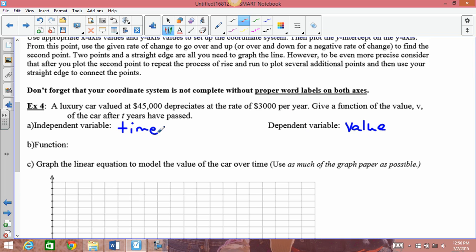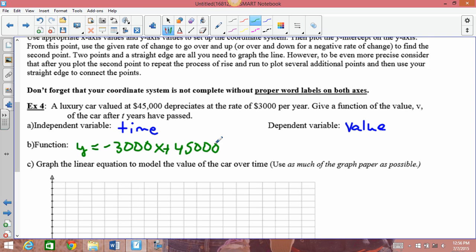The function, the model, the slope-intercept form, the equation, the linear equation, all mean the same thing. So I want the function that would model this particular situation. It's depreciating at a rate of $3,000 per year, and the luxury car was valued at $45,000. So hopefully you would recognize that its starting value is $45,000 and it's depreciating. Here's my slope. So if you want to do y equals mx plus b, I can say y equals negative 3,000 x plus 45,000.